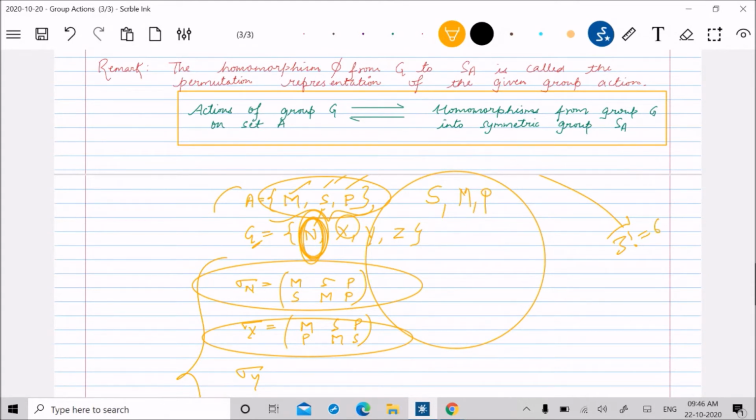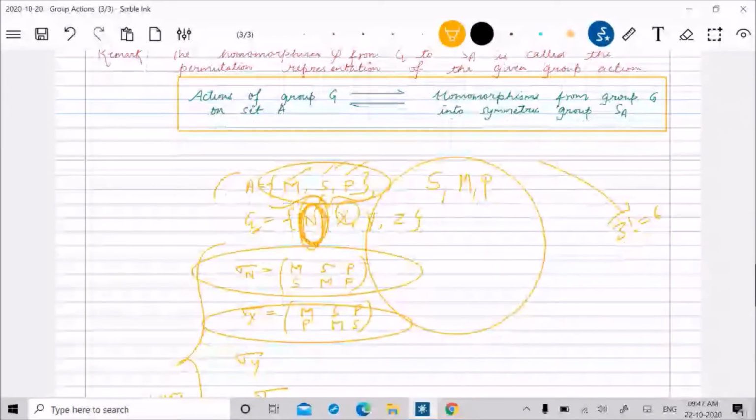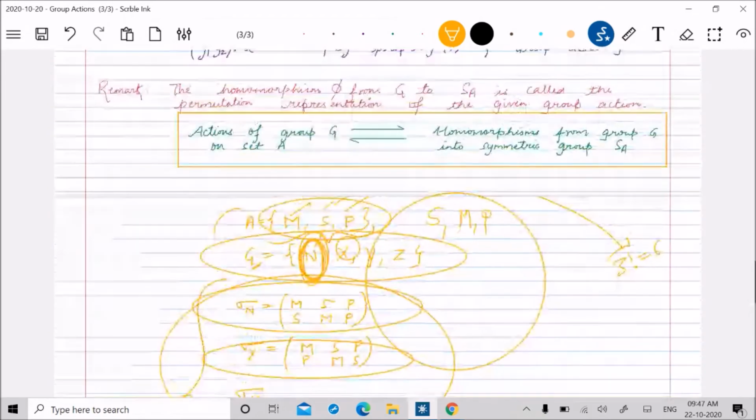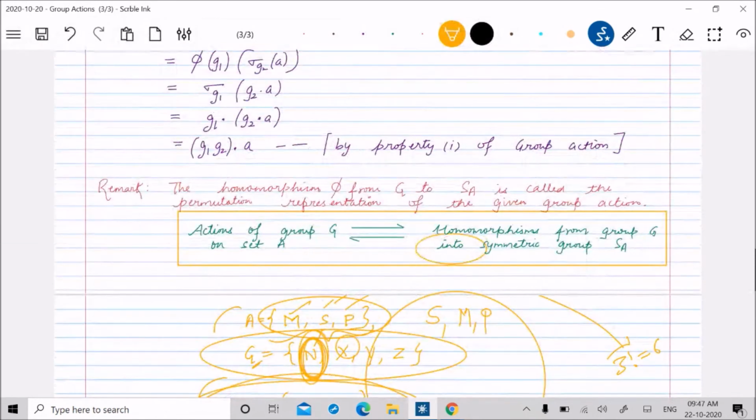So the total number of possible arrangements was 6, right? But the permutations, which are just the result of the action of the elements of G on the elements of A, are actually 4 in number. What happened to the rest of the 2 permutations? None of the members of group G was able to act on A to give those remaining 2 permutations. That's why I'm calling this an into function. It's not onto, so that's why the word into is written here.